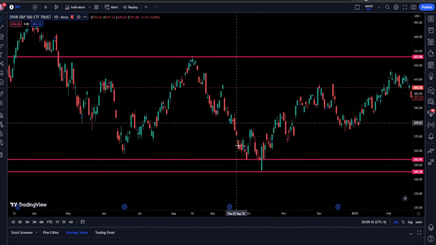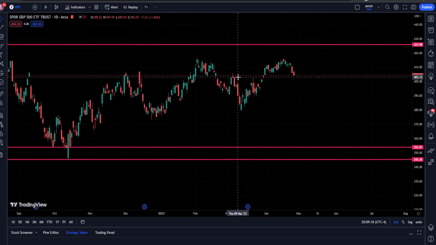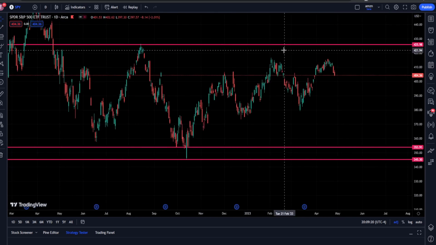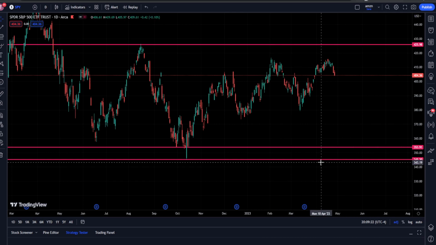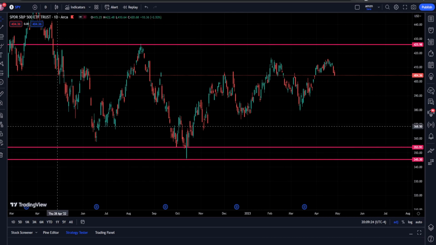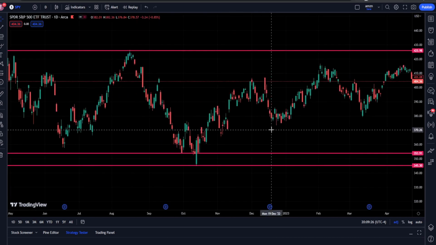1 day support and resistance is between this channel, and we're still in this channel. If we break out of this, we're bullish. If we break down, we're bearish. Super simple stuff, nothing too hard yet.